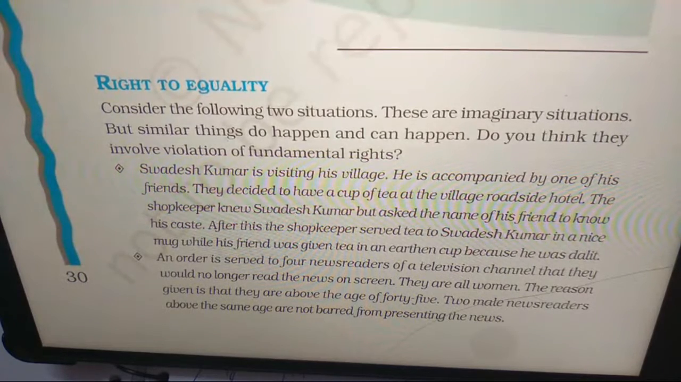An order is served to the newsreaders of a television channel that they would no longer read the news on screen. They are all women. The reason given is that they are above the age of 55. Two male newsreaders above the same age are not barred from presenting the news.